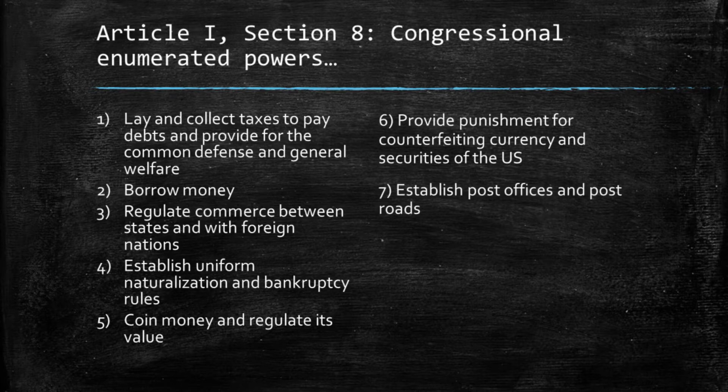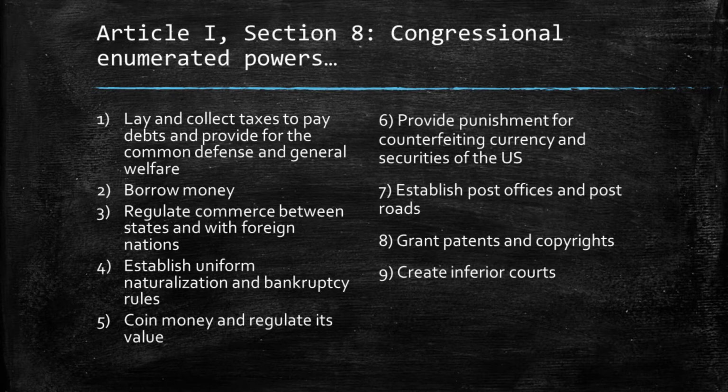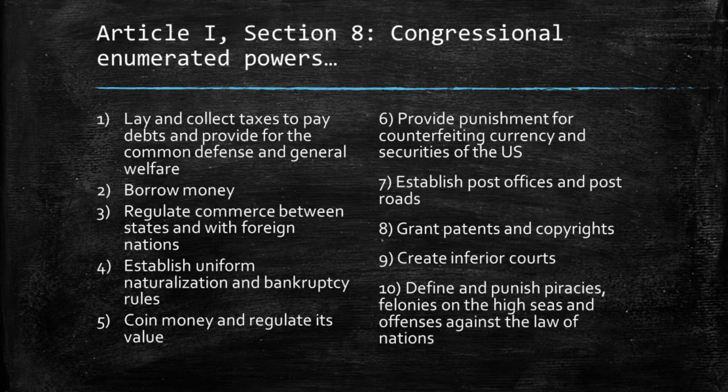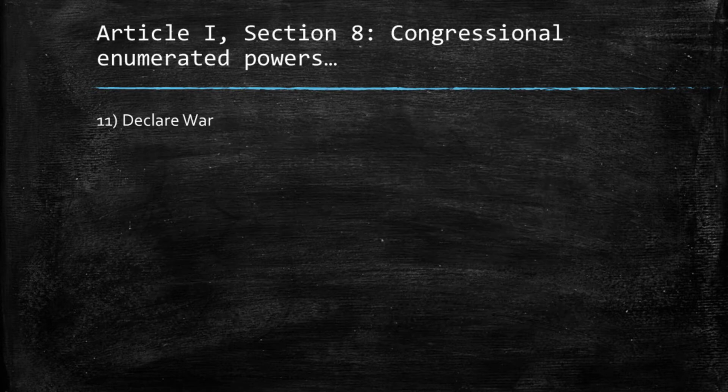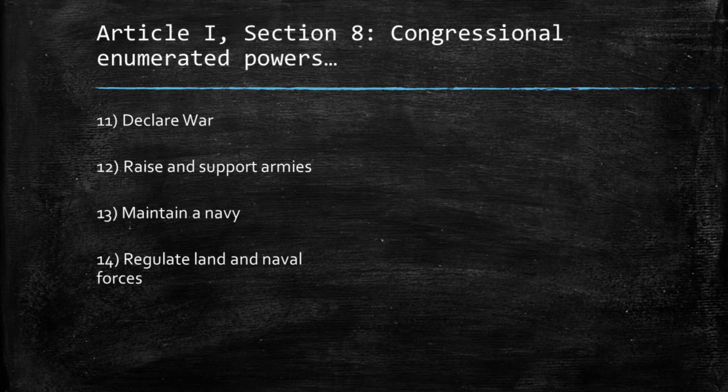They are able to establish post offices and post roads. They're able to grant patents and copyrights. They are able to create inferior courts. We'll see in Article 3, when we talk about the judicial branch, that it only created a Supreme Court. It left it to Congress to create the inferior courts. They can define and punish piracies, felonies on the high seas, and offenses against the law of nations. They're able to declare war. They're able to raise and support armies. They're able to maintain a navy, regulate the land and naval forces.